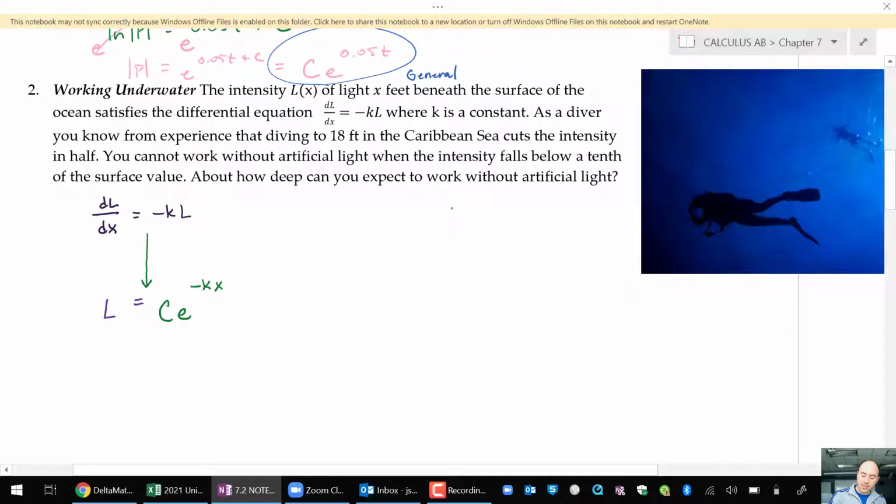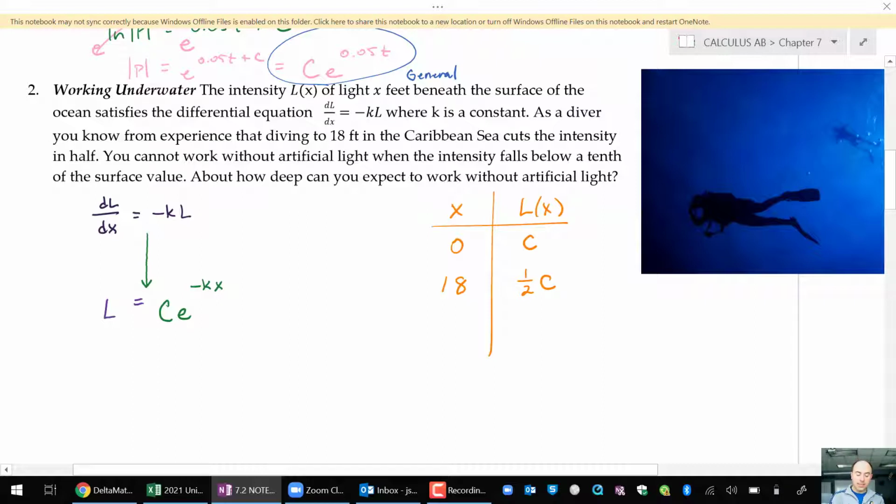So let's call this x for feet, and then L of x would be light intensity. Essentially, at 0, which would be the water's surface, you have some light intensity. We'll call that C. And then notice this statement here: diving to 18 feet in the Caribbean Sea cuts the intensity in half. So when you're 18 feet down, we have half light intensity. So I'll use 1/2 of C.